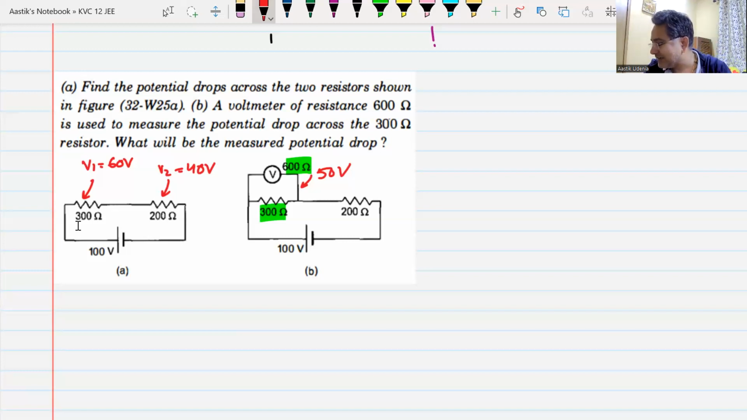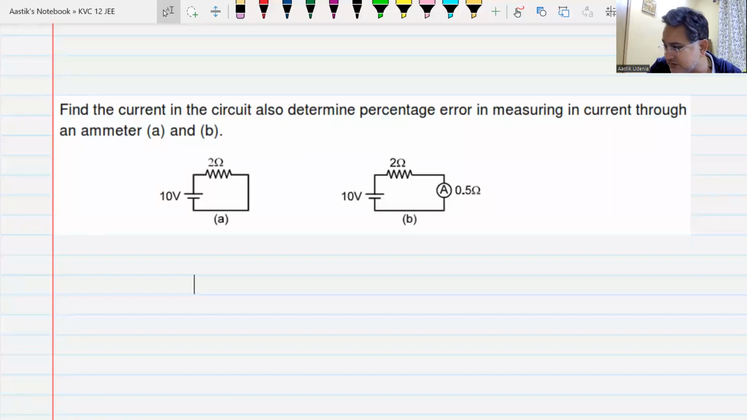Again, this question emphasizes the error that we have because of this instrument. So this is the question coming up. Find the current in the circuit. Also determine the percentage error in measuring the current. What is the percentage error?